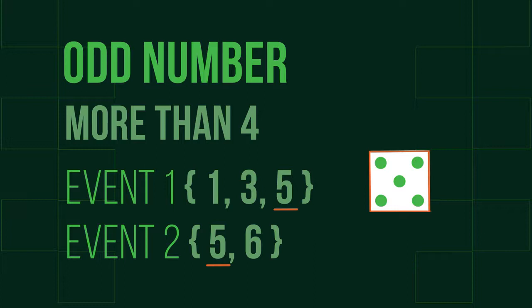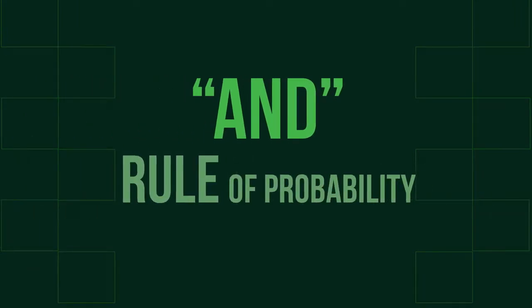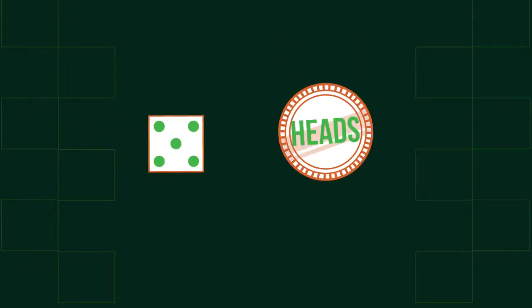Whether the events in a situation are exclusive or non-exclusive can affect the application of the further rules of probability. Let's look at these rules now. Firstly, the AND rule. The AND rule of probability is applied when we want to find the probability of two or more events happening. For example, the probability of rolling a 5 on a dice and flipping a coin and getting heads.